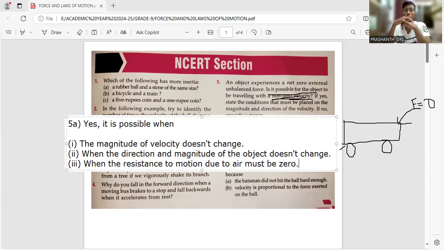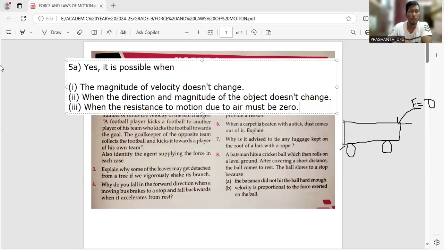What happens if the bus is moving? Suppose this bus, this pen, is going in the forward direction, then air resistance will act on the opposite side. Yes or no? Air resistance will act in the opposite direction. That should be zero, then velocity won't change. So these are the three reasons for the fifth question. Please note down. Next one.